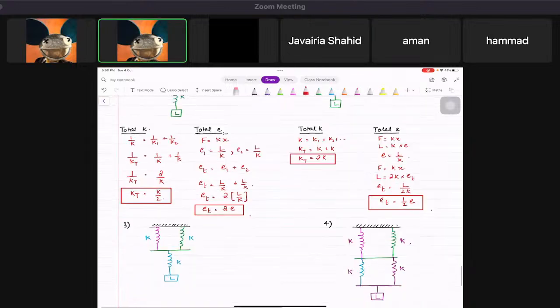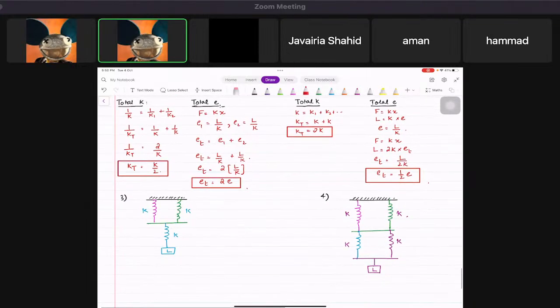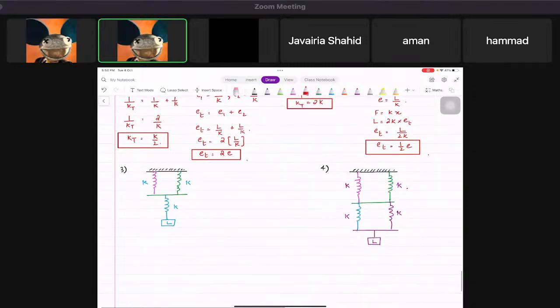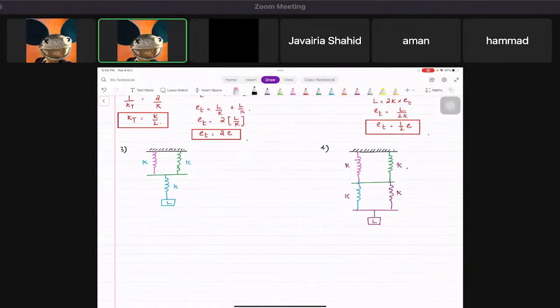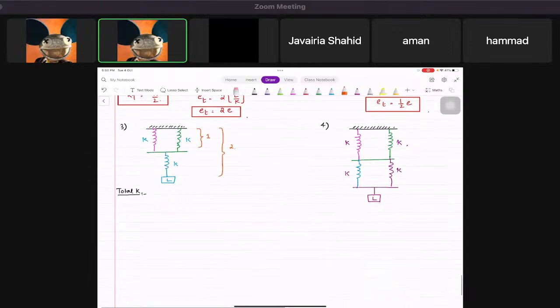Then let's check out this one. For this one, I would want to find first the total K. Now if you look at this system, always solve the inner system first. So we're going to solve this first, and then we're going to combine and solve these two together. That's how you work it out, okay? So first the inner system.